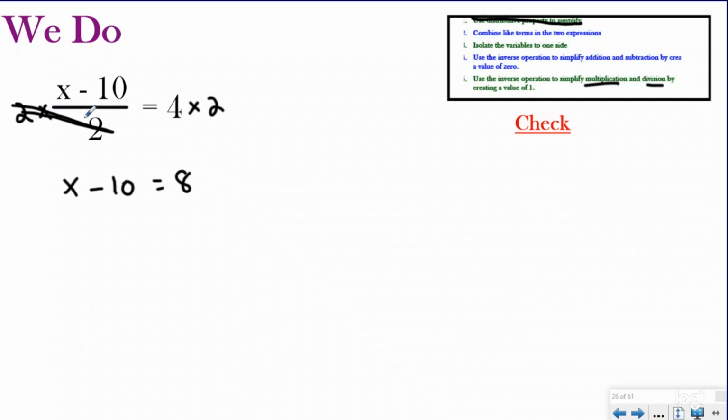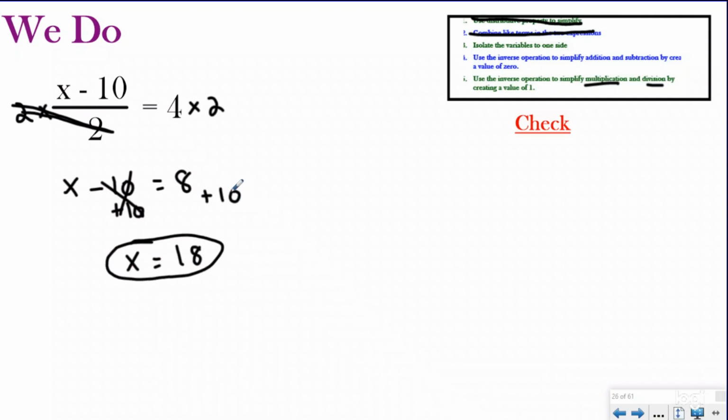So that's how you get rid of a fraction if you're starting with one. You think about it like division, and then you do the inverse operation of division, which is multiplication. So now I want to go back to step number 2. I don't have any like terms to combine. I do want to isolate the variable to one side. So I have a negative 10 here. To make a 0, I'm going to use my inverse operation of subtraction and add. Whatever I do to one side, I have to do to the other. So now these have made a 0, and I'm left with x equals 18.